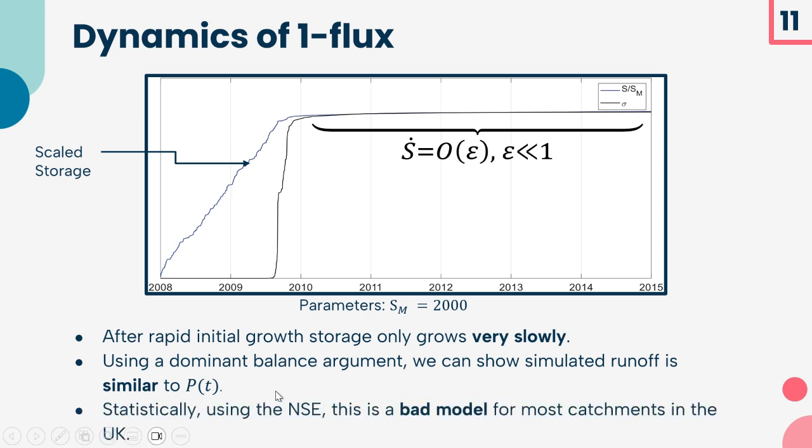Now, statistically, we can use the notion of an NSE, which is basically a mean squared error, to show that this is a bad model for most catchments in the UK. So we end up just showing that precipitation is not a good model for the runoff. So evidently, we want to improve this.